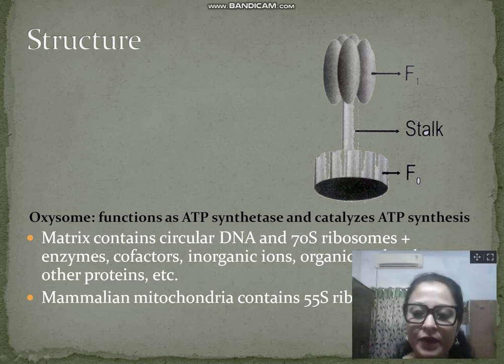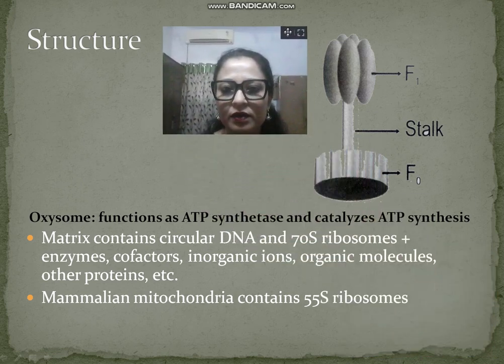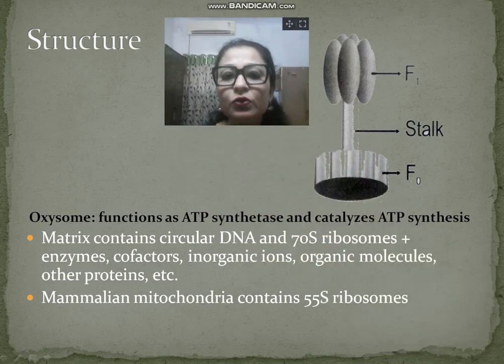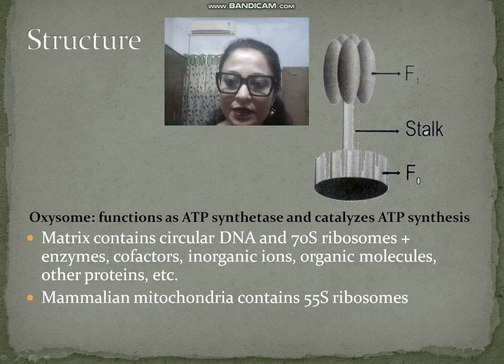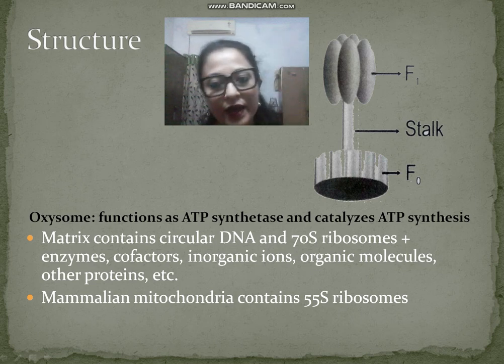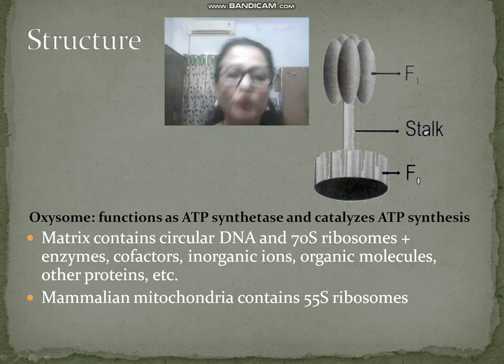Look at these F1 particles. First, I wanted to take a look at them. This term is very new to you, right? So you should know what an F1 particle is. Why are they there all over the mitochondrial membrane, especially the inner membrane? Well, these are particles like this. They have three portions: the head, the stalk, and the base. The head is called F1, the stalk is called stalk, and the base is called F0. So I hope now you know the three parts of the oxysomes, right?